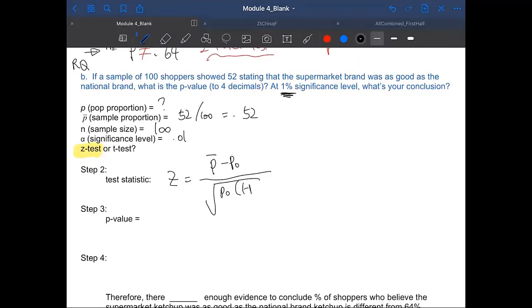P0, make sure you are using p0 here. If you plug in all the numbers, what number do you guys get? Maybe some other groups were able to calculate. What test statistic were you able to get?